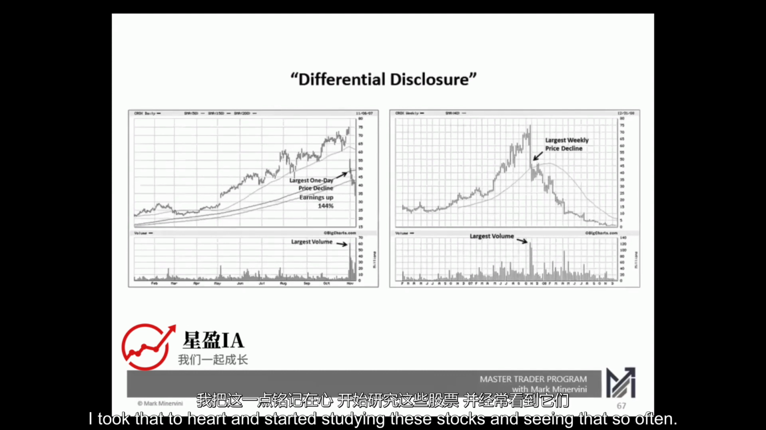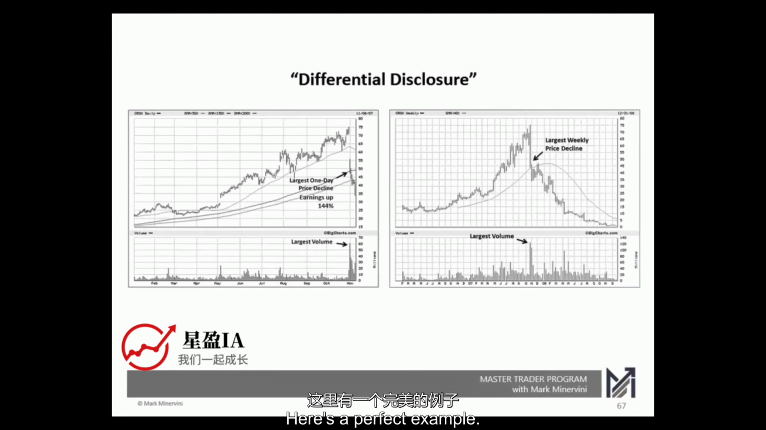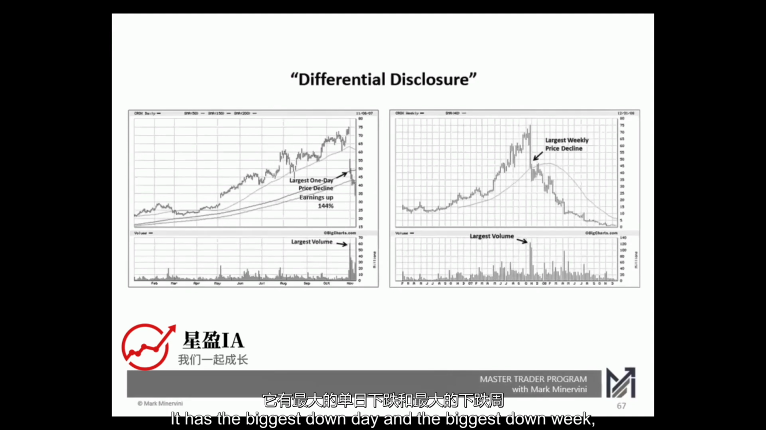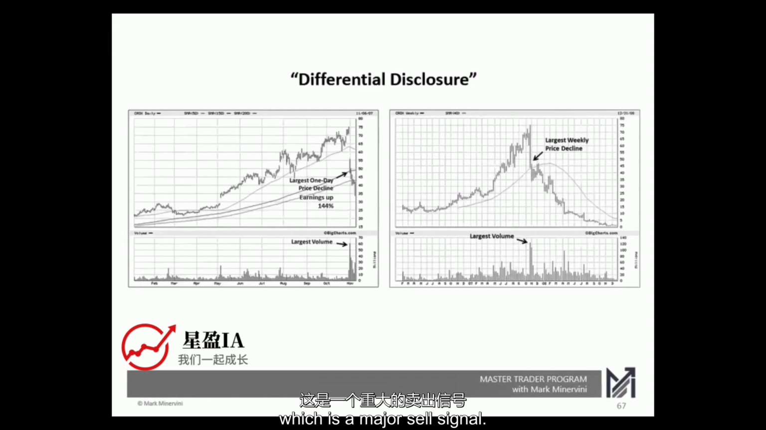I took that to heart and started studying these stocks and seeing that so often, stocks will act completely different than you would ever think based on the underlying fundamentals. Here's a perfect example. Crocs comes out with earnings up 144%, and the stock gets annihilated. It has the biggest down day and the biggest down week since the beginning of the move, on the largest weekly and the largest daily volume, which is a major sell signal.